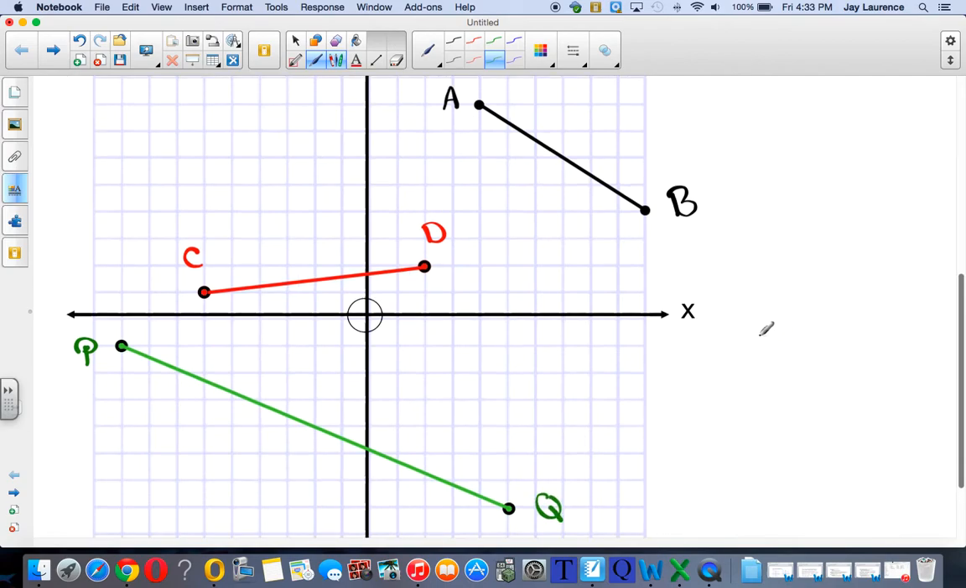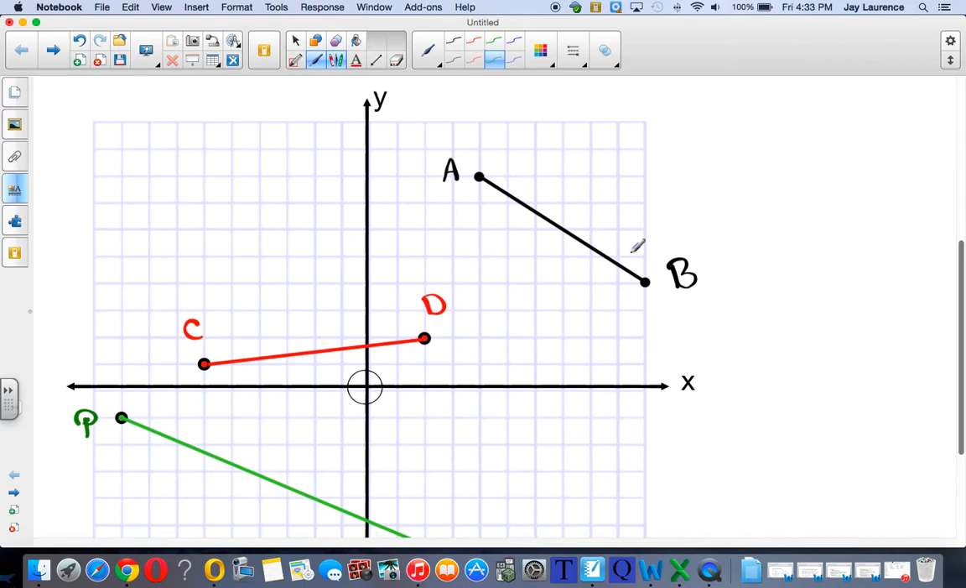All right, so I've got three line segments here. I've got line segment AB, like that. That's the black one. And I've got line segment CD. And of course I have, what did I call it, PQ? I think that was the last one. Okay, that's the notation. You read that as line segment AB.